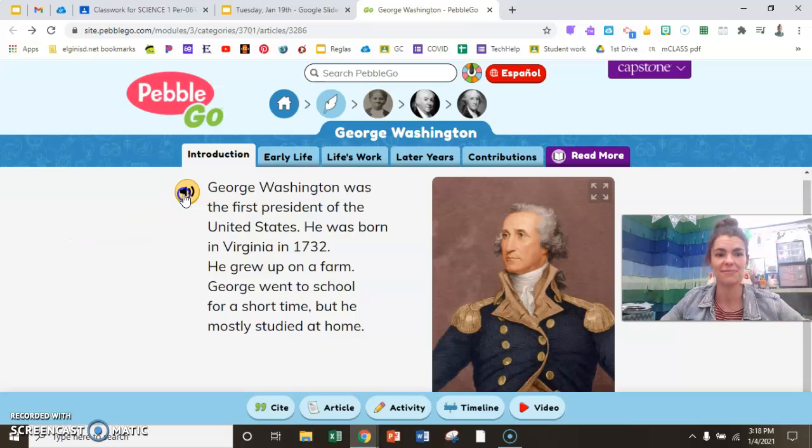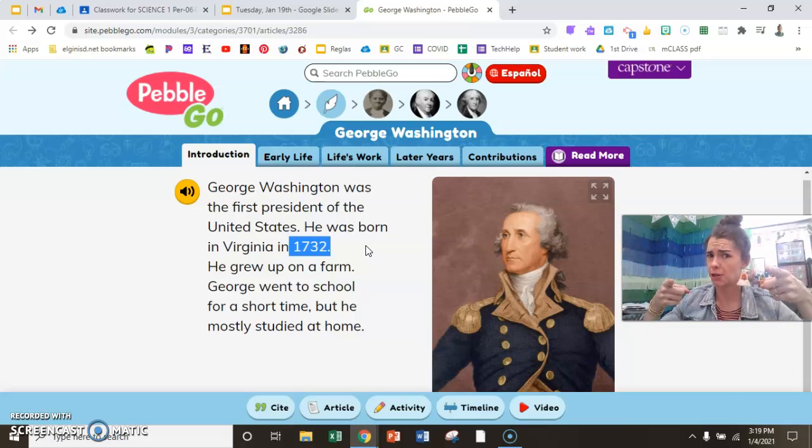Here come the facts. George Washington was the first president of the United States. He was born in Virginia in 1732. He grew up on a farm. George went to school for a short time, but he mostly studied at home. Wow, we learned on this page he was the first, what? President! Everybody say that word with me. President. Thank you. George was our first president of the United States. He wasn't born in Texas. He was born where? Virginia.